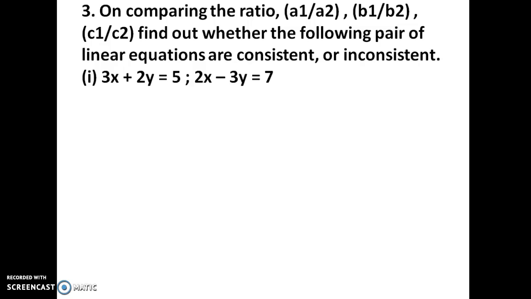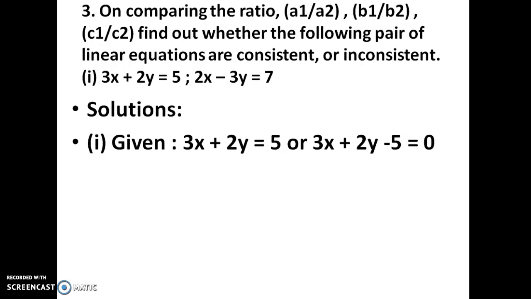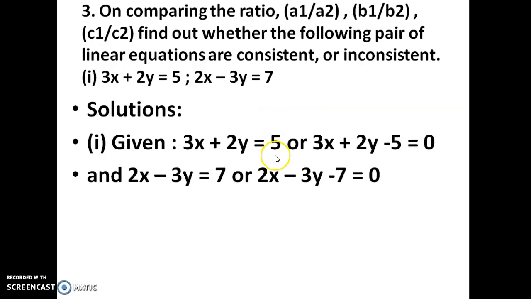So these two are the expressions. I already told you the constant is on the RHS. First step, what should we do? We should bring this constant to the LHS. When it comes to the LHS, it will come with the opposite sign. So the given expression is this one. Here I wrote 3x plus 2y equal to 5, which we can write as 3x plus 2y minus 5. Here itself I brought the constant to the LHS.